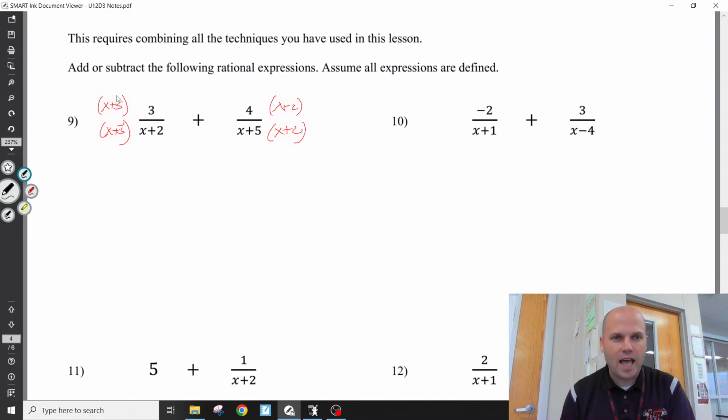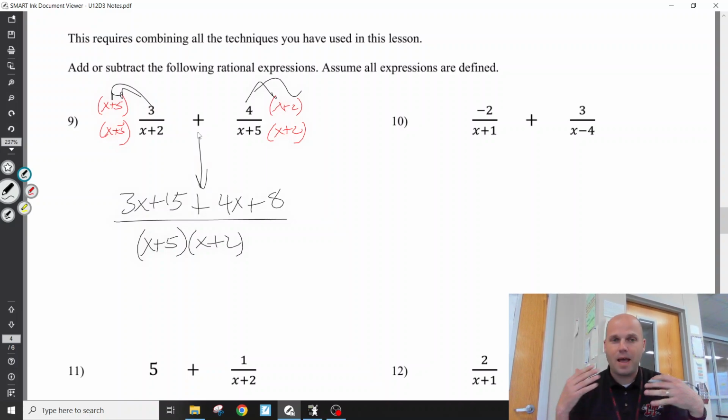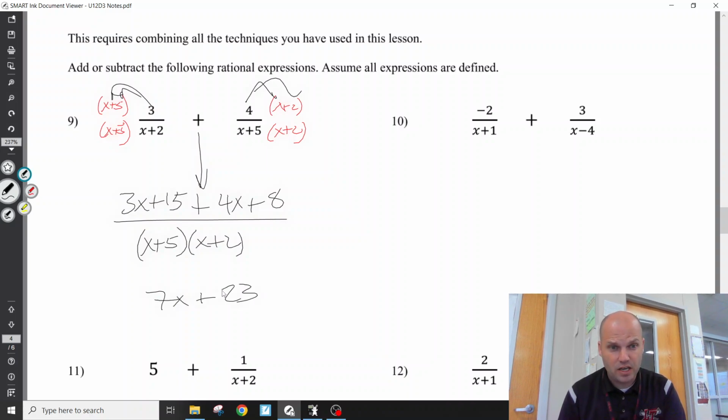But I'm going to go ahead and leave the denominator, x plus 5, x plus 2, and go ahead and distribute the 3 and the 4. So I get 3x plus 15, and I get 4x plus 8. And what am I doing? I'm adding those two things together. Okay? Combining to give me 7x plus 23.